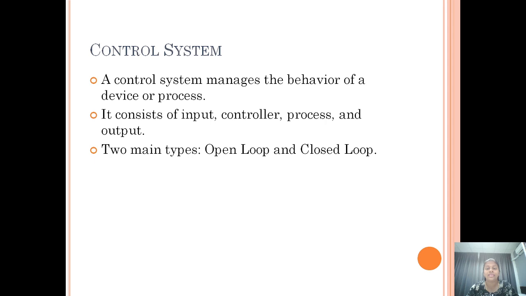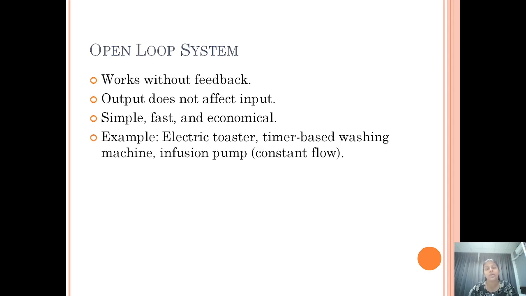Next, let's discuss the simpler type of control system known as the open loop system. It operates without using feedback. The output does not influence the input, so the system performs only according to the predefined input. It is simple, economical, and suitable for applications where high accuracy is not essential.